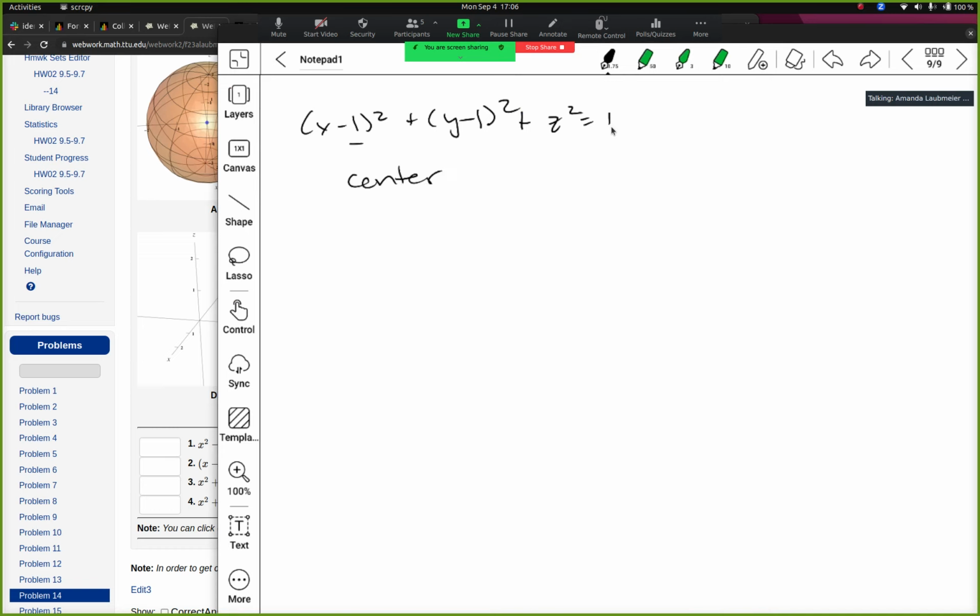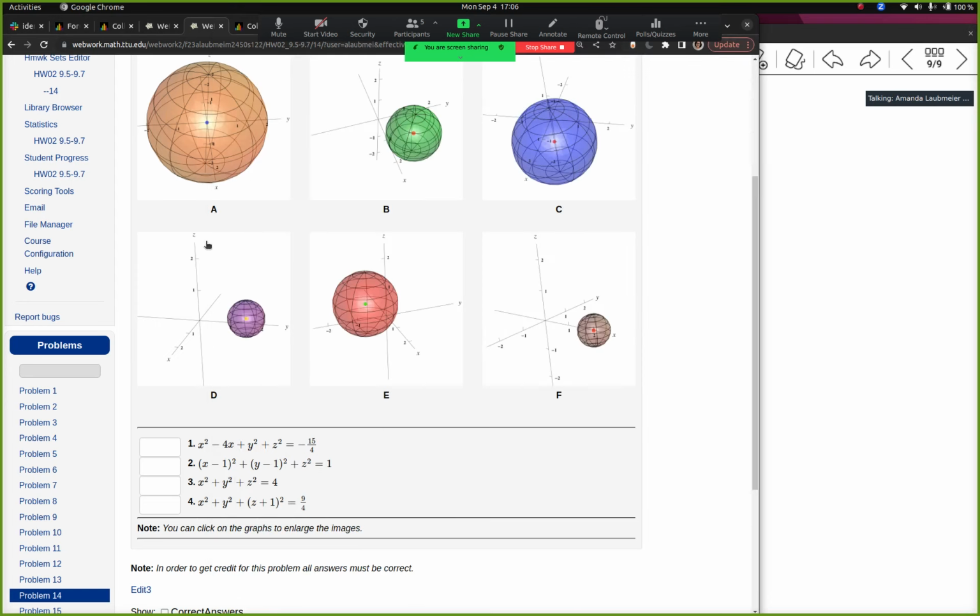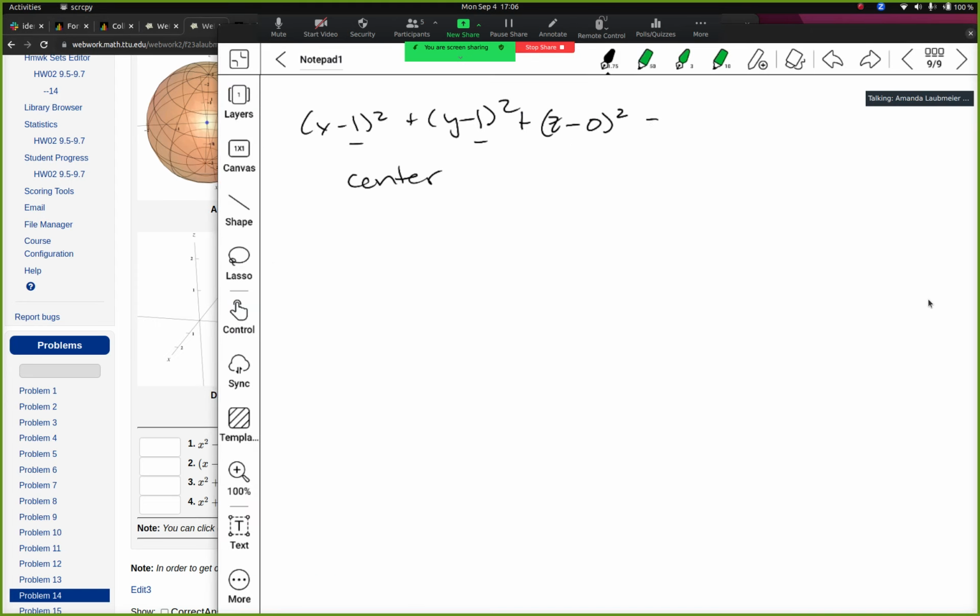And so I remember that I can read the center off the x, y, z terms, where this z squared is just the z minus 0 squared. If you tried to factor this out, hopefully you're convinced that would give you z squared plus 0z plus 0. So it's just that z squared we saw before, and it was equal to 1. So my center comes from those 3 points, my 1, 1, 0. And my radius comes from the right-hand side, 1 squared.